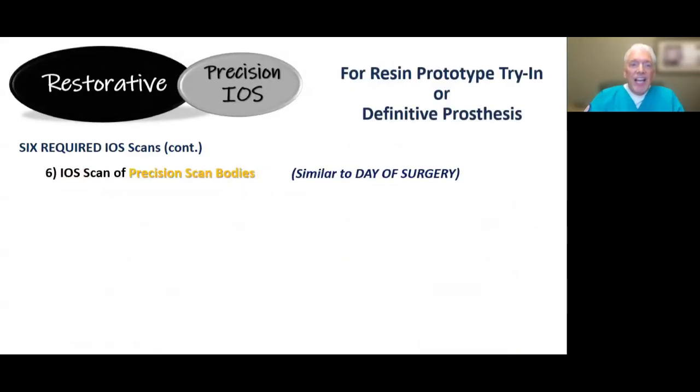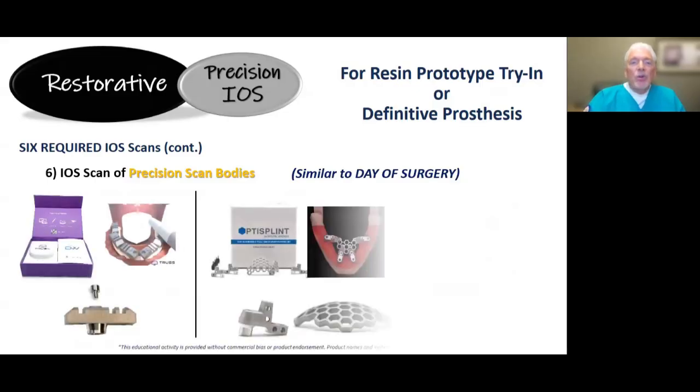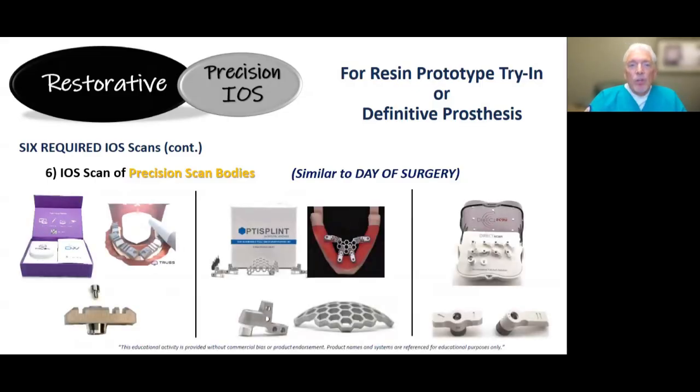Then the last scan that is required is a scan utilizing some precision scan body system. We work a lot with the systems you see here: the Truss system, OptiSplint, and the direct scan from Implant Direct. There are other ones out there. We encourage you to talk to your lab again. What are they working with? What works for them? Talk to your colleagues if this is new for you. I'm going to walk through a couple of these just a little bit to give you an idea of what that looks like utilizing the digital workflow.